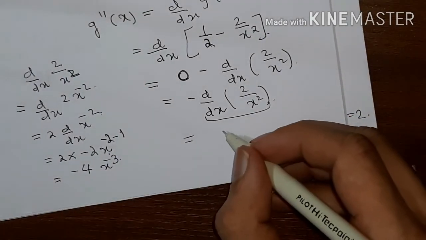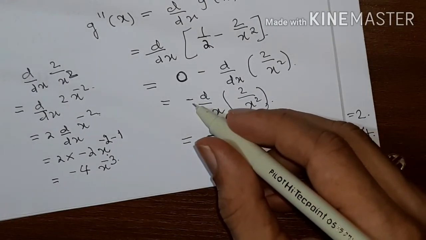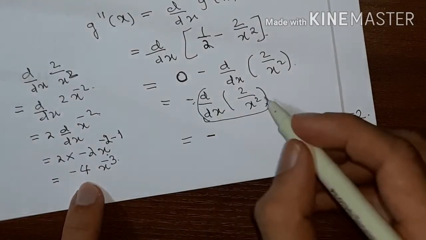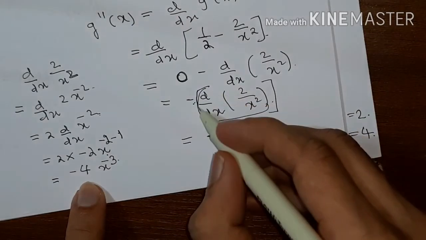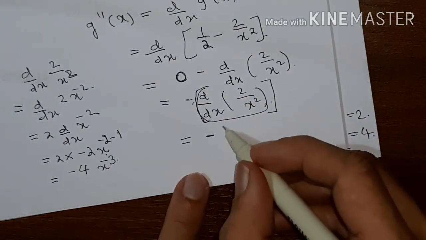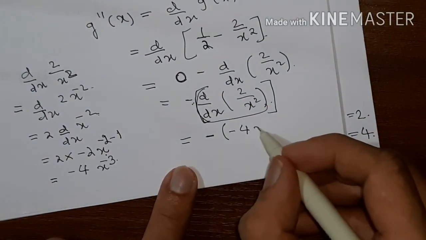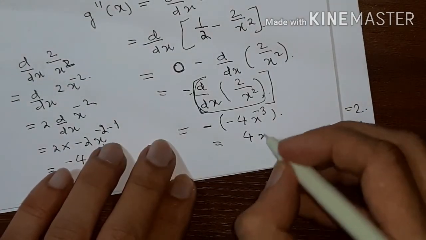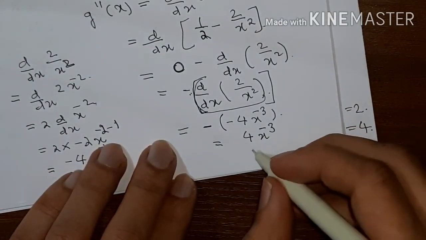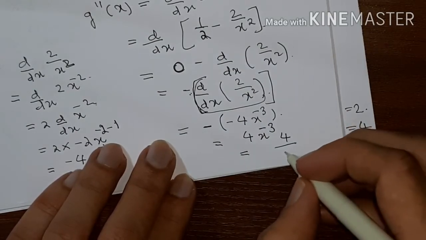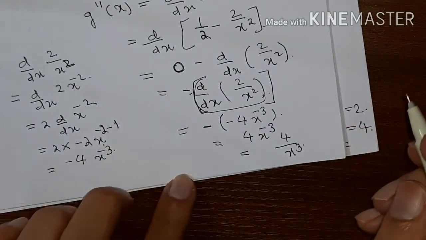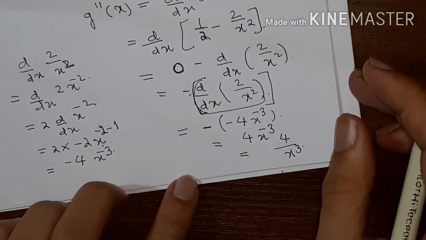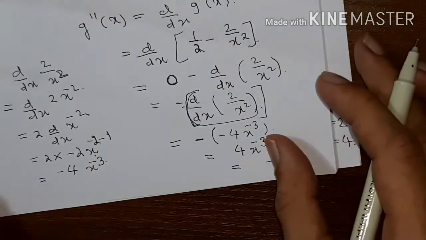So what you are getting here? Minus is already there, and we have found this, right? So it will be minus of minus 4x raised to minus 3, so 4x raised to minus 3, that is 4 by x cube. Okay, so g double prime you have found out.